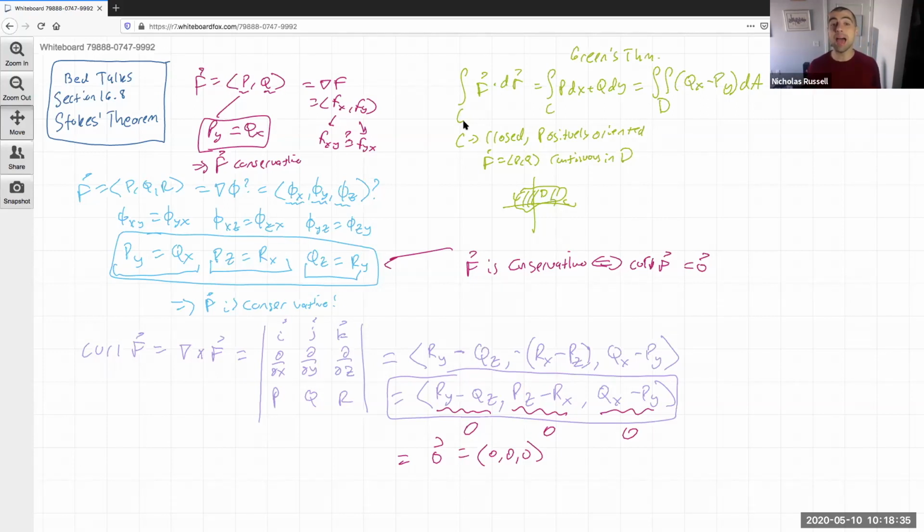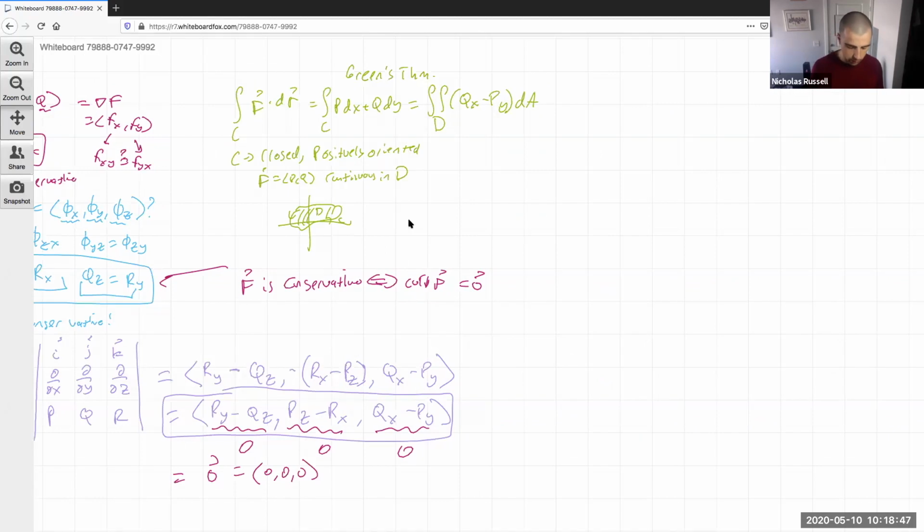Now, what if I had this in 3 dimensions? What if I did this in 3 dimensions? And I'm going to use purple for this one. We're going to think about this now. So I'm now going to try to calculate this, where F now is of 3 variables, P, Q, and R. C is a closed positively oriented curve.